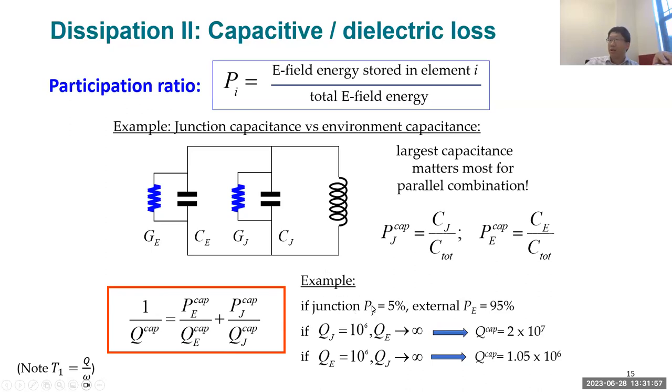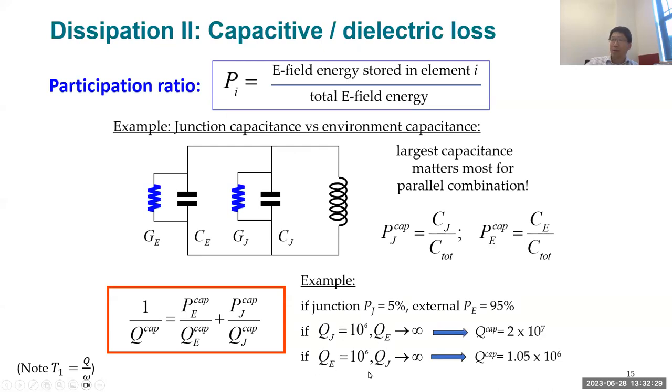For example, if your junction has 5% participation ratio, your environment would have 95%. Now, if your junction has a quality factor of 1 million and the environment is perfect, you're going to get your total Q to be 20 million. On the other hand, if your environment has a Q of 1 million and your junction is perfect, your total Q will be more or less just 1 million, because the environment is the dominant factor in this participation ratio analysis.